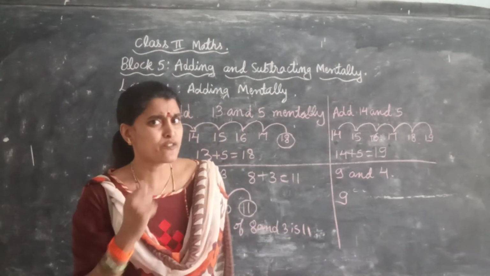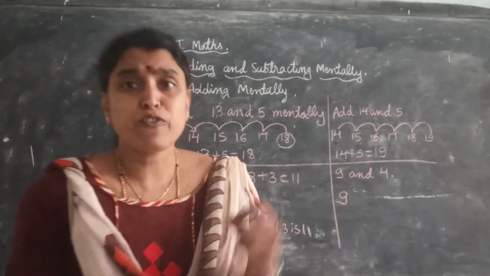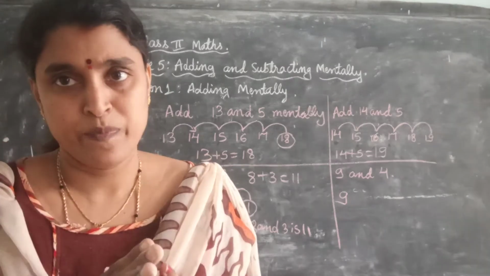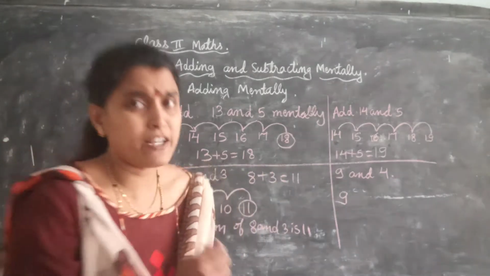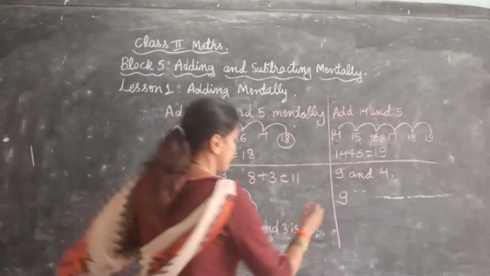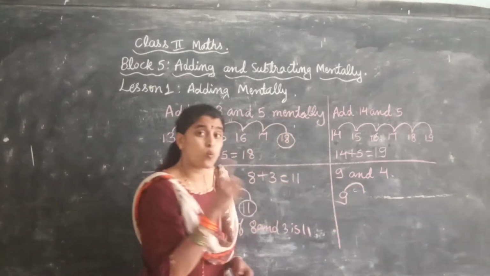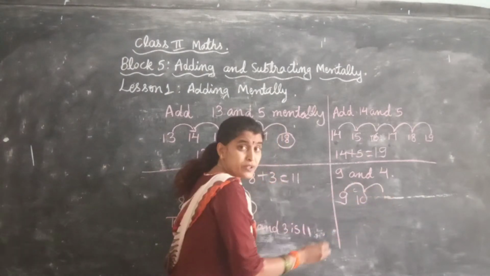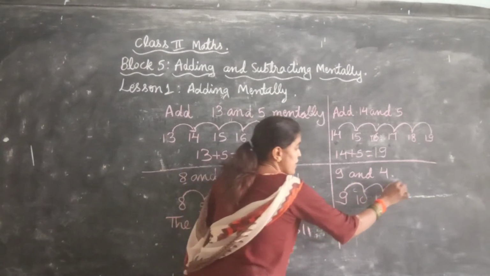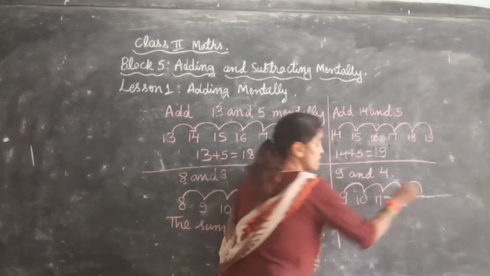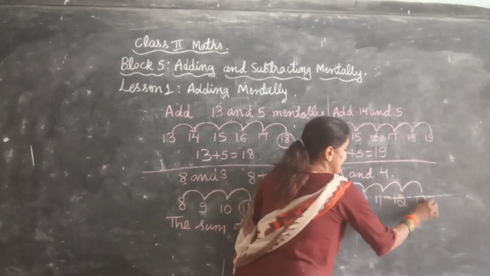Why do we have to count 4 times? Because 4 is the smaller number there. We need to add 4 and 9. So count forward by 1 four times. If I count 1 time, I will get 10. If I count 2 times, I will get 11. If I count 3 times, I will get 12. If I count 4 times, I will get 13.